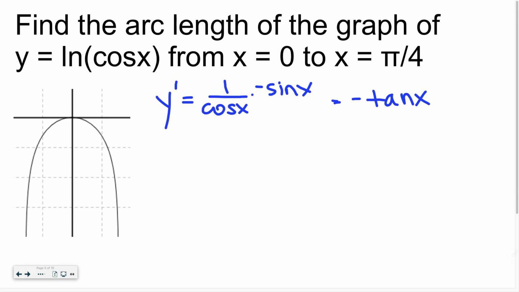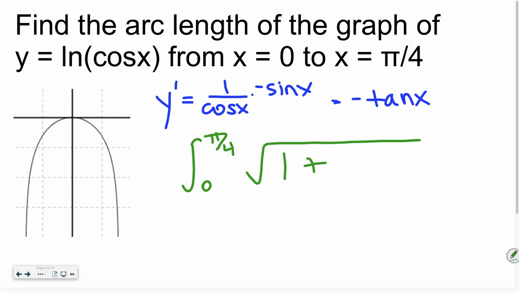Because when we set up our arc length from 0 to pi over 4, we get the square root of 1 plus tangent squared x under the radical. Don't say anything yet, let people catch up with their writing. Is everyone okay with our derivative as negative tangent?